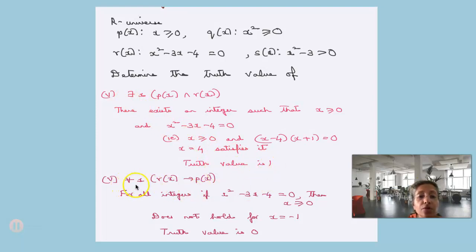Again, the next question, for all x, Rx implies Px. So for all integers x, if x squared minus 3x minus 4 equals 0, then x is greater than or equal to 0. This does not hold for x equal to minus 1. So the truth value is 0, because when I factorize this, I get x equal to 4 and minus 1.